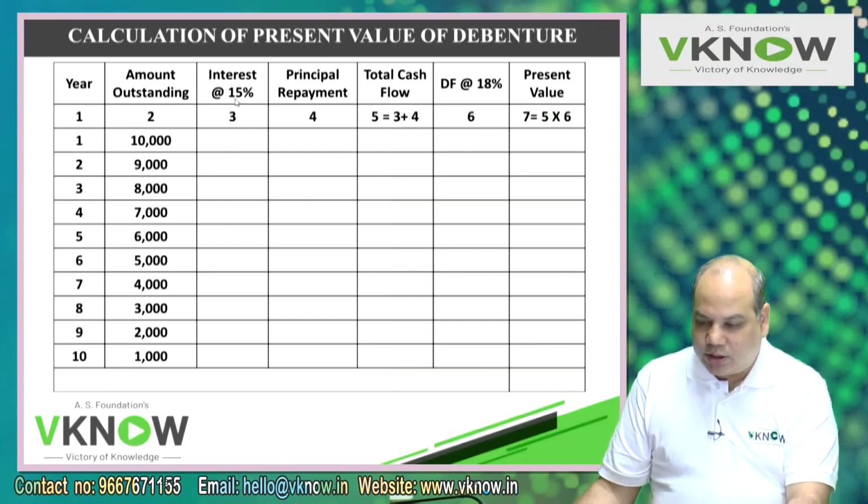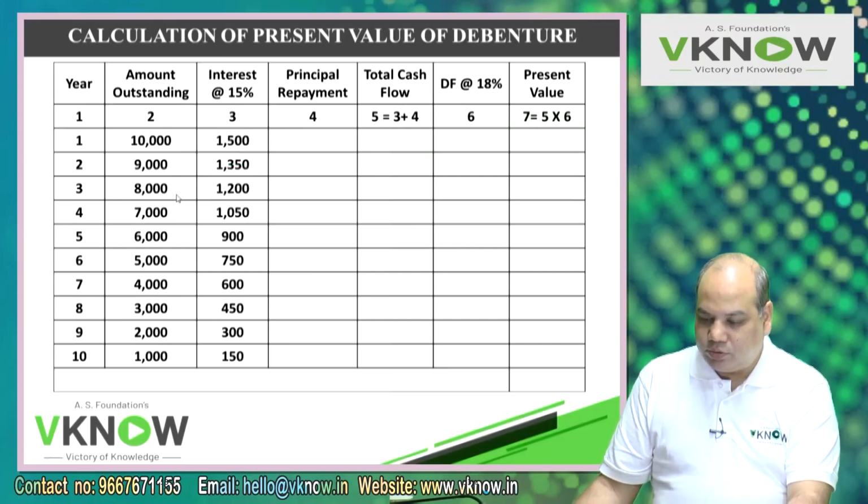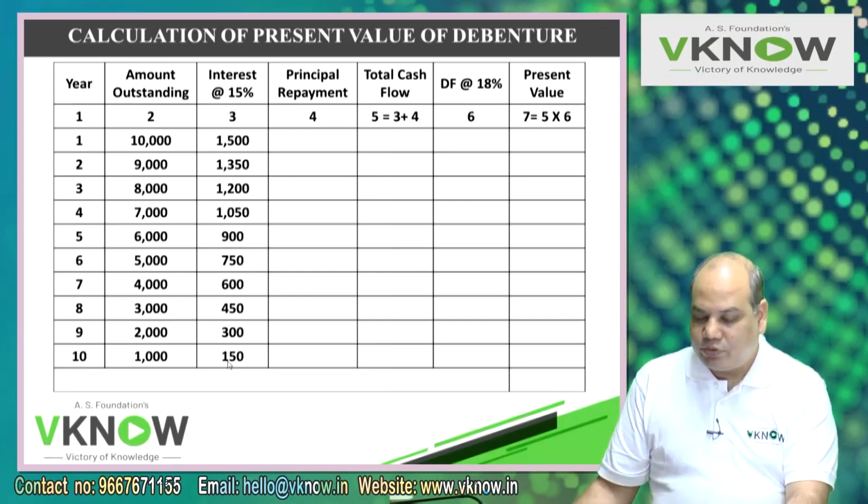And then interest at the rate of 15%. So this time you might have to use calculator. 15% of 10,000, 1,500, right? 15% of 9,000, 1,350. 15% of 8,000 is 1,200. 15% of 7,000 is 1,050. 15% of 6,000, 900, then 750, 600, 450, 300, 150. Check this interest column.